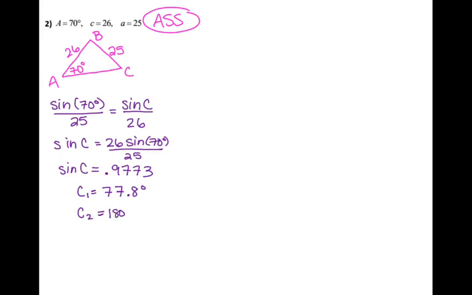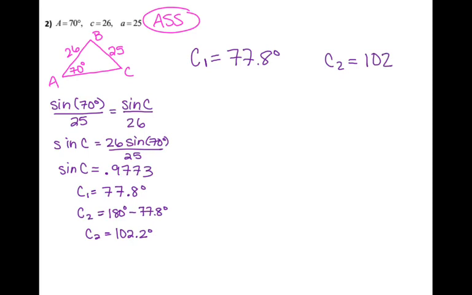C2 is going to be the supplement of C1. So I'm going to take 180 minus 77.8, and that is my possibility for C2. So 180 minus 77.8 gives me 102.2 degrees. Now I'm going to separate my two pieces of information. I'm going to put C1 over here: C1 was 77.8 degrees, and C2 is 102.2 degrees. And I'm going to separate my work to solve both of those triangles.